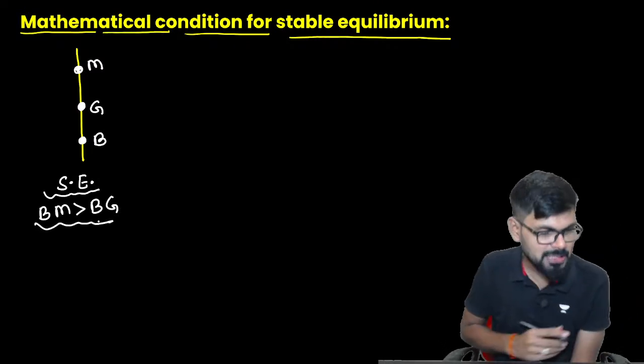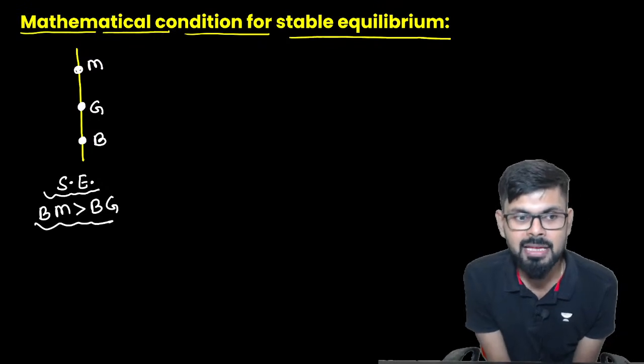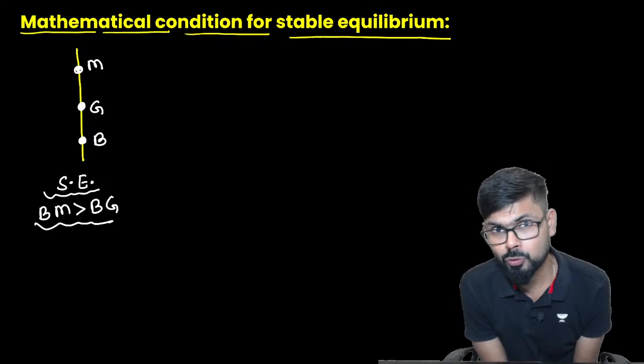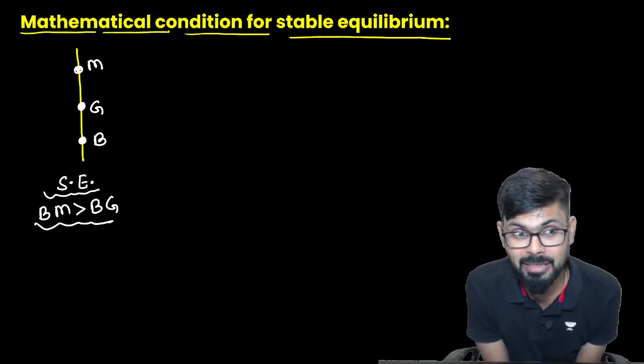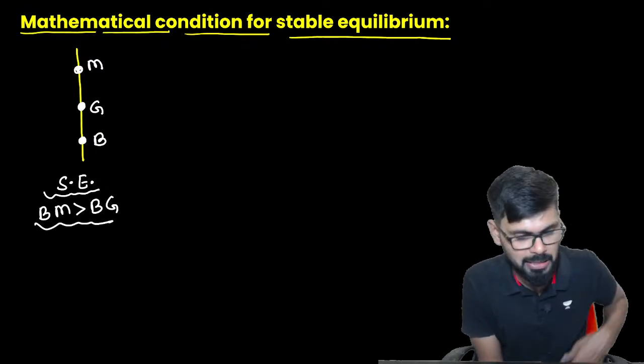Right, BM is basically greater than BG. If BM is less than BG, then we will say it is unstable equilibrium. उस केस में क्या हो जाएगा? मेटासेंटर जो है वो सेंटर ऑफ ग्रेविटी और सेंटर ऑफ बॉयंसी के बीच में आ जाएगा.